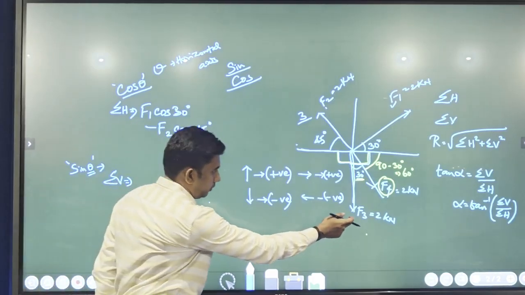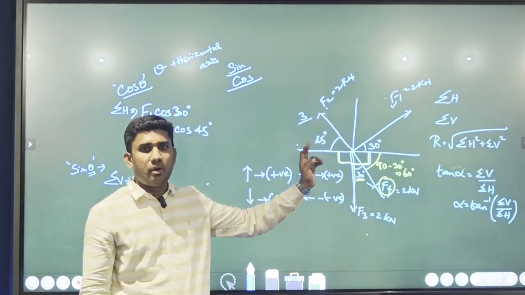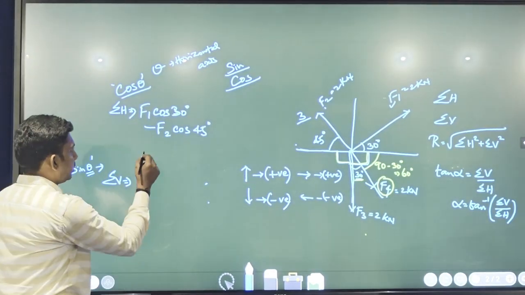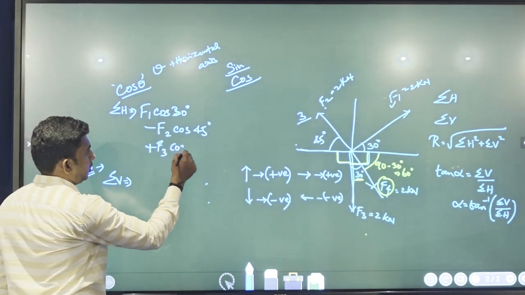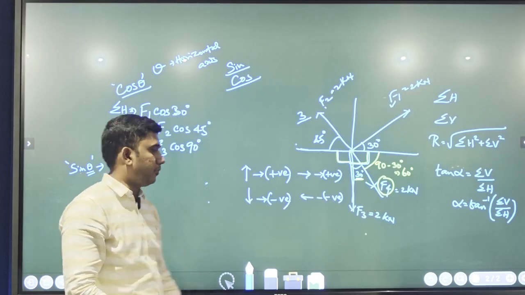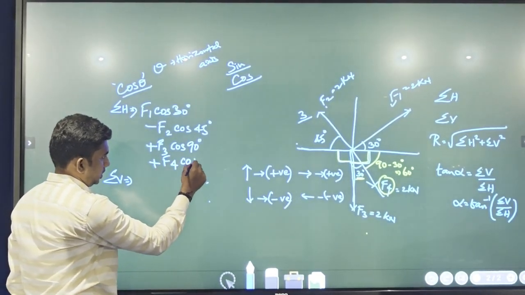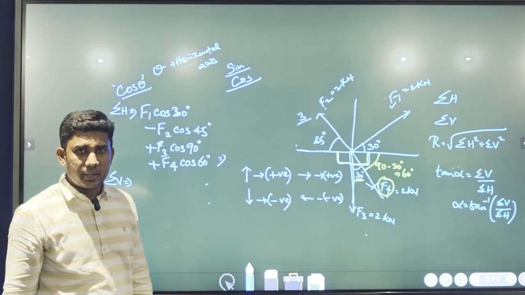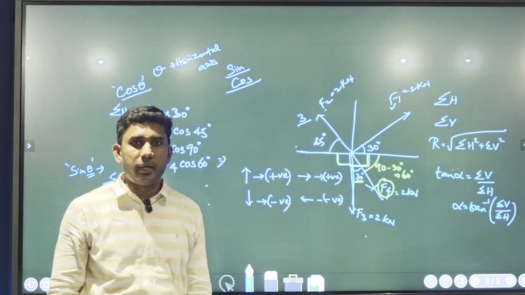Next, moving on to the third force, I have two directions in my hand. I can take it either to the right side or the left side. So whichever direction is comfortable, we can take and resolve the force. I am taking it to the positive direction. So it is plus F3 cos 90 degrees. And if I move on with force F4, I can resolve to the nearest axis: F4 cos 60 degrees. If I simplify this, I'll get the resolution of force in the horizontal direction.